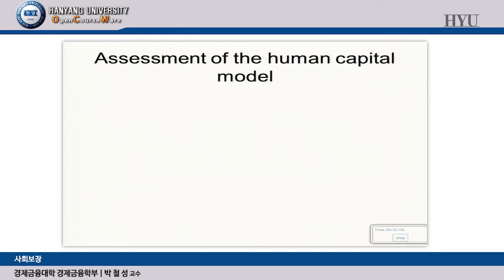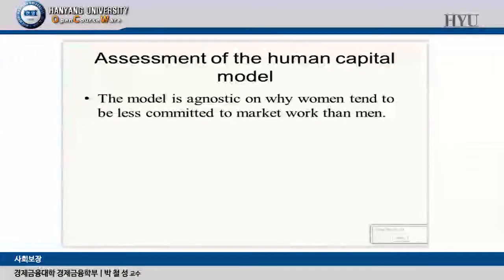In this model, we take as given that women's return to education or investment in human capital is lower. Given that situation, we can explain what happens. But obviously, this model does not tell us why, in the first place, women tend to be less committed to market work than men. You said that women are more likely to be family oriented, and that women tend to spend more time doing household work. Then why? This model tells nothing about it. That's the limitation of the model. It does not explain why that happened.